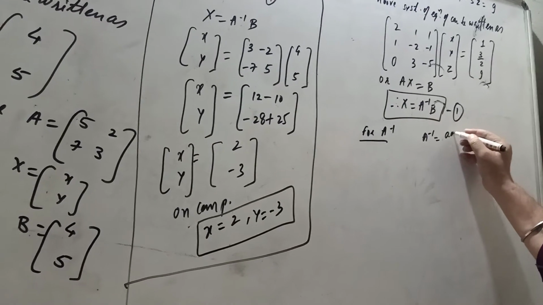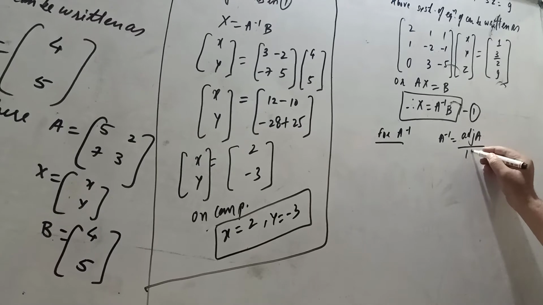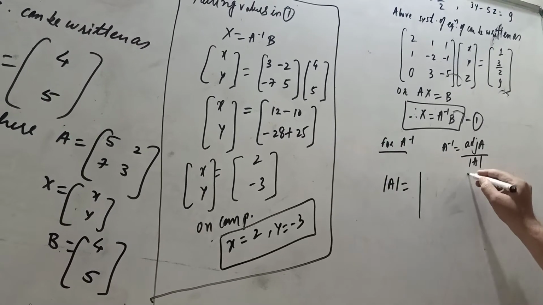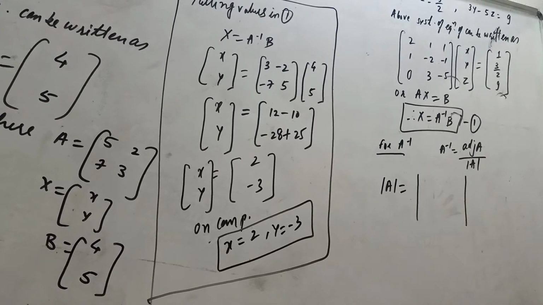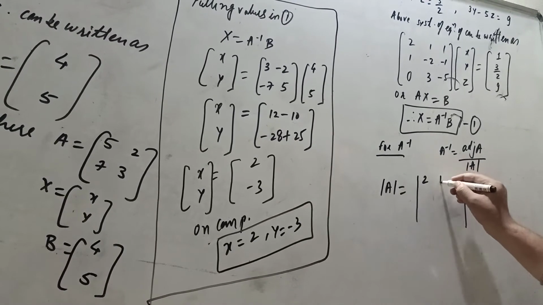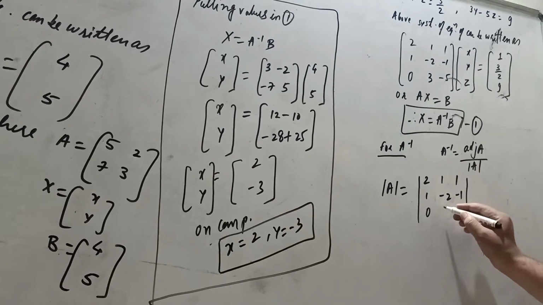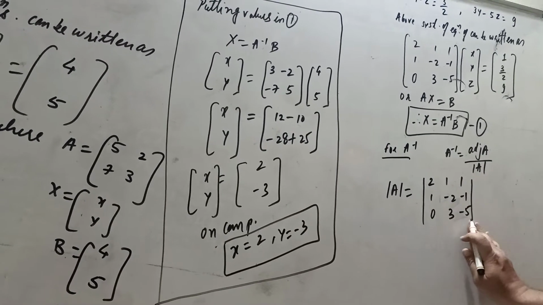A inverse is adjoint A upon determinant A. So first of all we'll find determinant A. If determinant A is not equal to 0, then only a solution is possible. So this is the determinant 2, 1, 1, 1, minus 2, minus 1, 0, 3, minus 5.